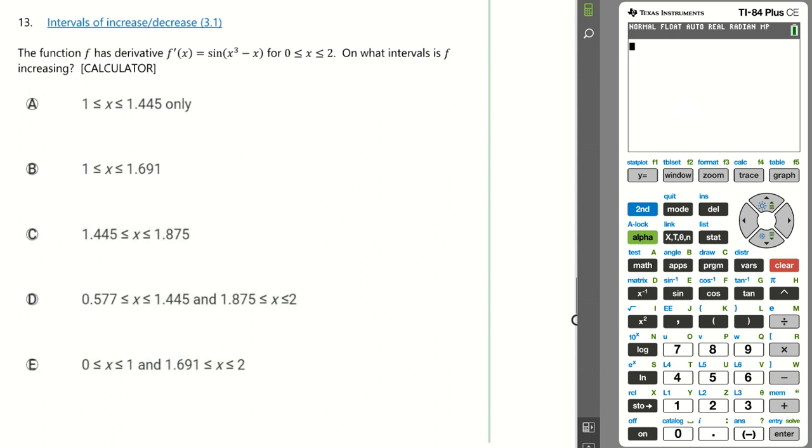Okay. This next one is going to require the use of a calculator, and I've added a few on this problem set that require a calculator, but not a whole lot. So the function f has derivative given there. On what intervals is f increasing?